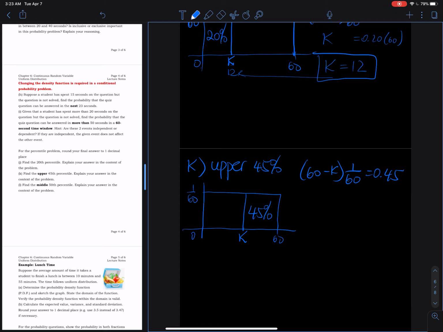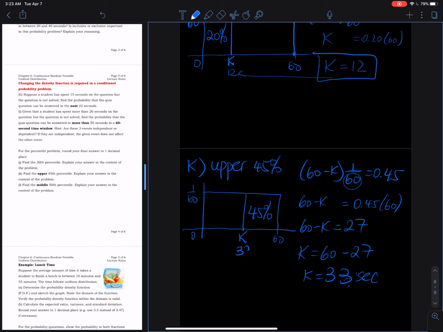And then solve for K. So first we multiply this 60 on both sides. So 60 minus K equals 0.45 times 60. And then 60 minus K is equal to 27. And then K is 60 minus 27. K is equal to 23. I wrote 22. Actually, not 23. Bad math. K is 33. So this is a 33.